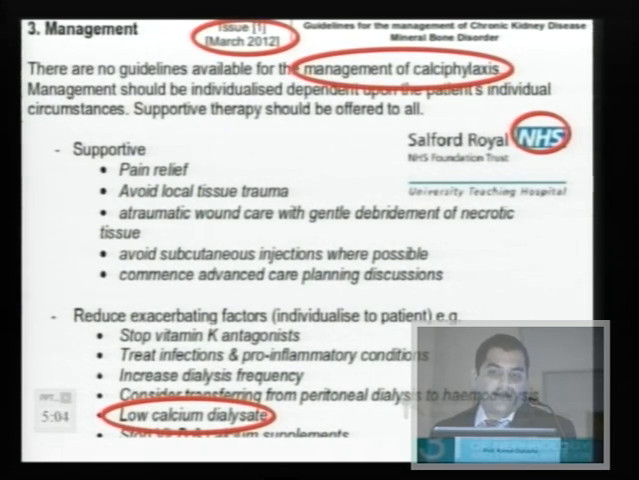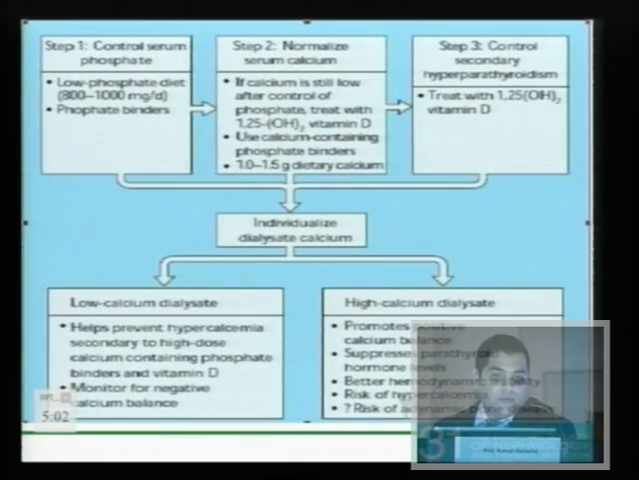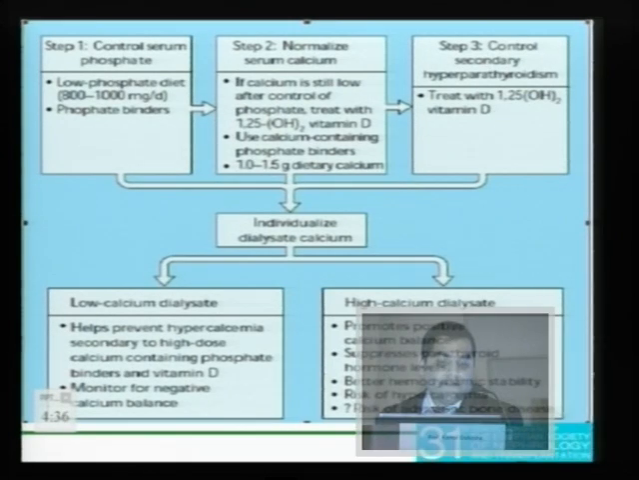This algorithm is how to individualize the dialysate calcium. First, control the serum calcium by low phosphate diet and phosphate binders. If still not controlled, use vitamin D and non-calcium containing phosphate binders. If all of this fails to control the hyperphosphatemia, we must individualize the dialysate calcium. The low calcium dialysate will help to prevent hypercalcemia secondary to the high dose of calcium containing phosphate binders, but we must monitor for negative calcium balance.